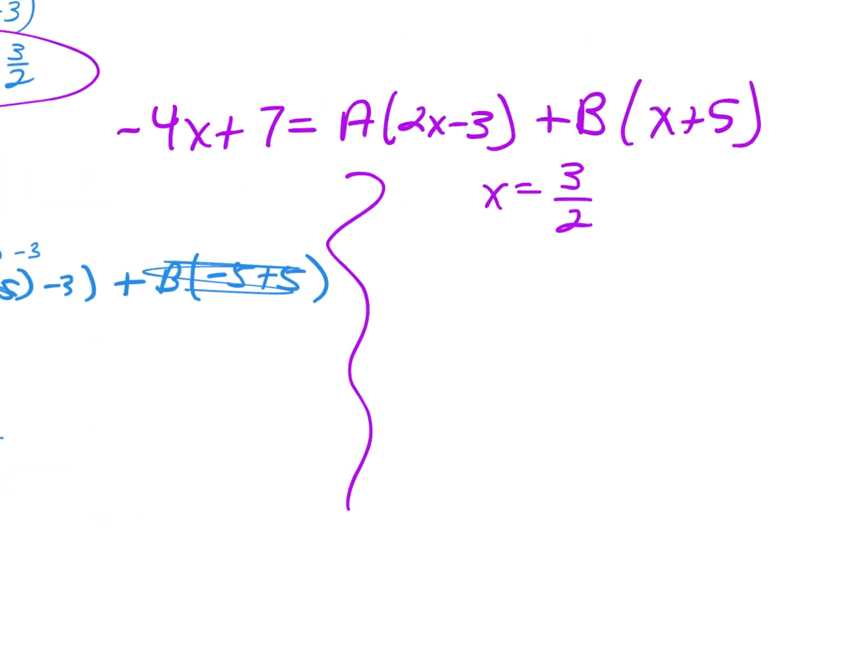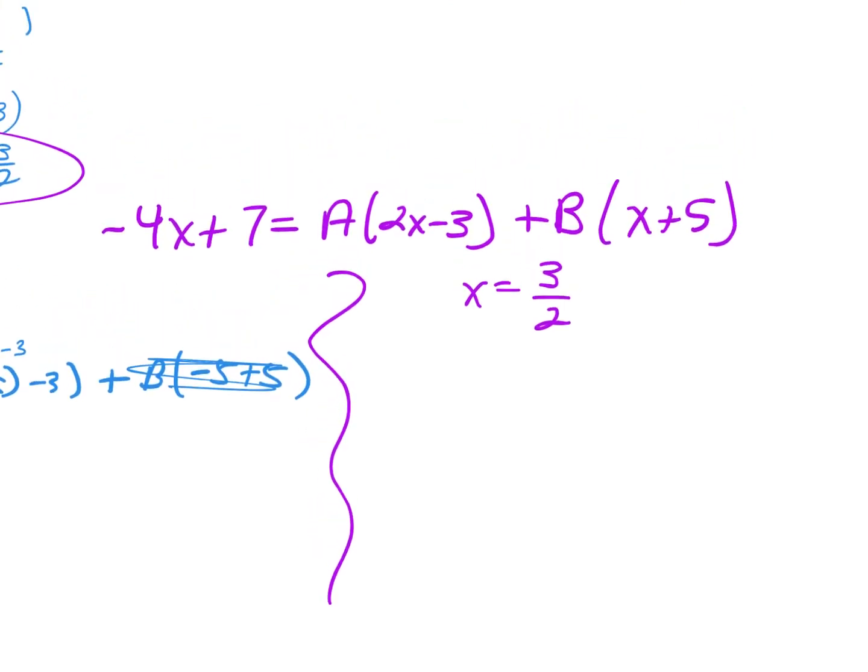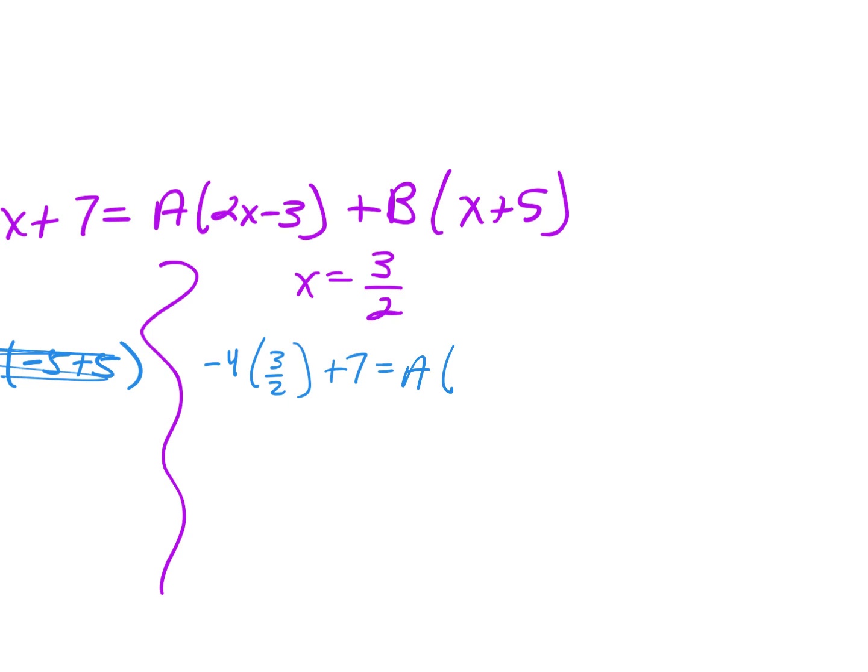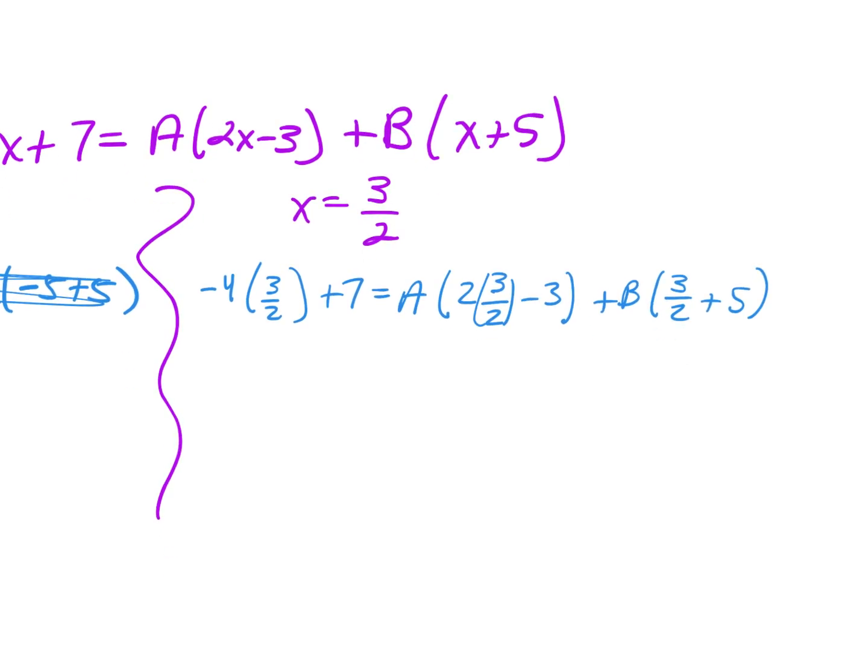Now over here on the right-hand side, we're going to do the exact same thing, but we're going to plug in 3 over 2. So negative 4 times 3 over 2 plus 7 equals a times 2 times 3 over 2 minus 3 plus b times 3 over 2 plus 5. Working with a fraction, that's okay. You guys can handle it. If I cancel out here, this becomes negative 2, right? Negative 2 times 3 is negative 6 plus 7. What's negative 6 plus 7? 1.